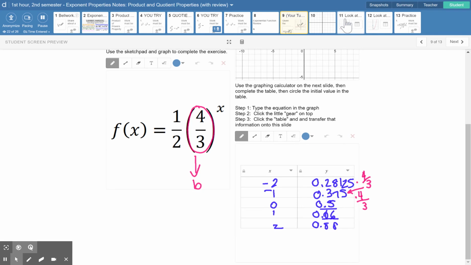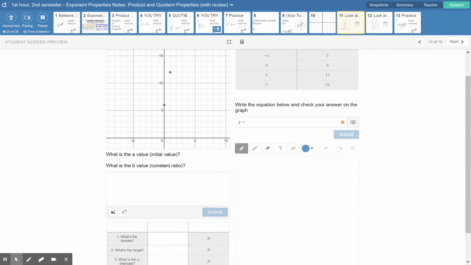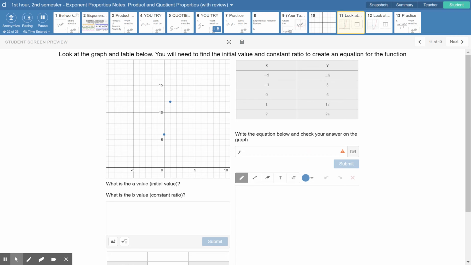Now, on slide 11, it's asking you for the initial value. So same thing that we just got done doing. It's our y-intercept, and that's our a value. So that should be a 6, sorry. And then our b value.